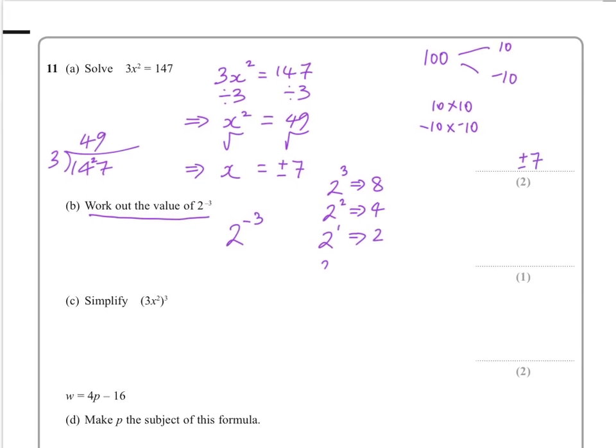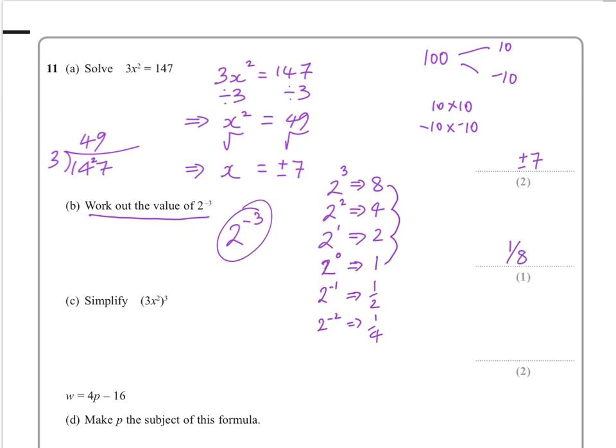Then we'd have 2 to the 0. Well, we've got 8 halved is 4, halved is 2. If we halve that, we'd get 1. And then 2 to the minus 1, that would be half of that. 2 to the minus 2 would be a quarter. So the answer to 2 to the minus 3 is going to be 1/8.